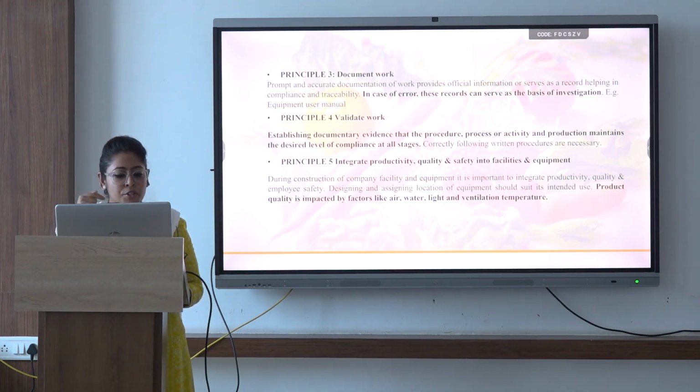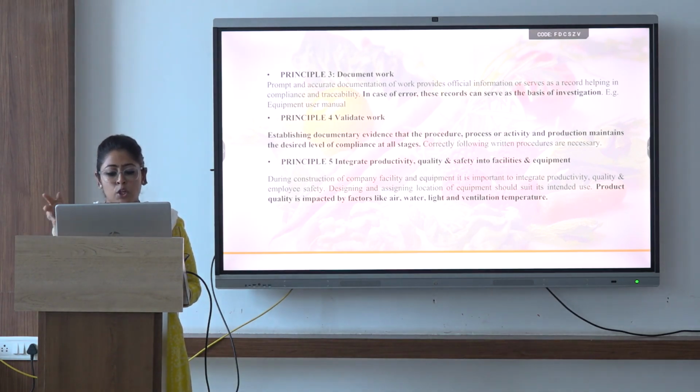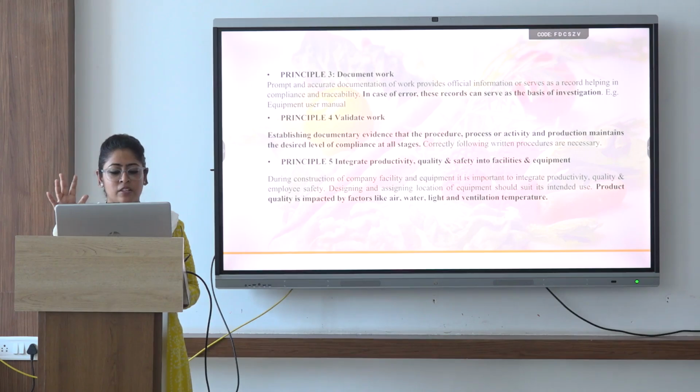During construction of your company facility and equipment, it is important to integrate productivity, quality and employee safety. Employee safety is also important because without manpower, you cannot run your industry. Designing and assigning the location of equipment, meaning the appropriate place for your equipment and instruments, should suit its intended use. Product quality, especially for food products, is highly affected by factors like air, water, light, ventilation, temperature, and so on.